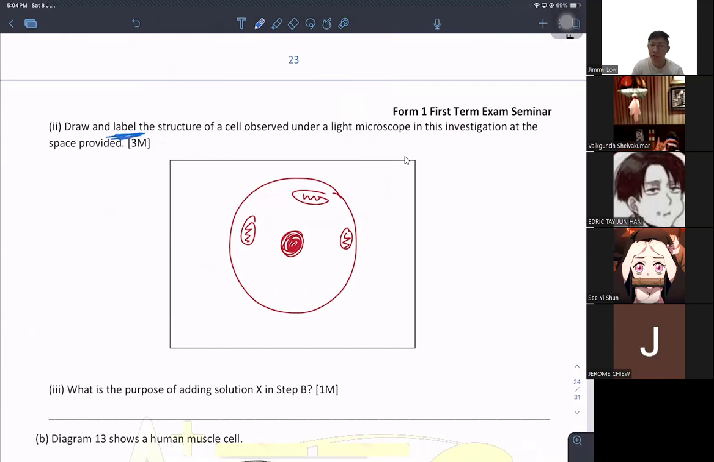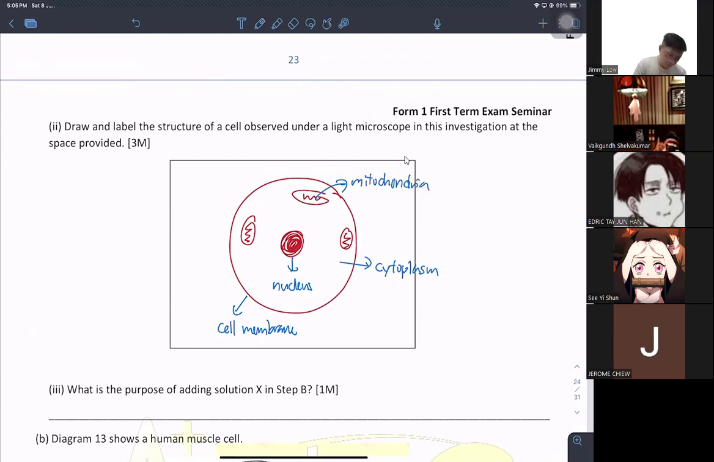And label. So draw and label. If you draw and didn't label, maybe the teacher will give you one mark only. If you do label, then okay: cell membrane, your nucleus, this is your cytoplasm, and mitochondria. Don't forget the mitochondria is used to produce energy.